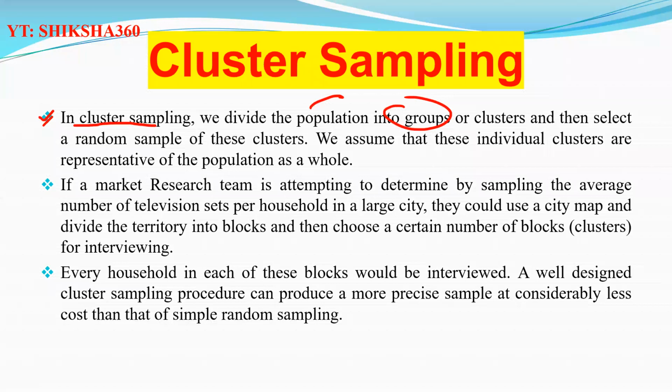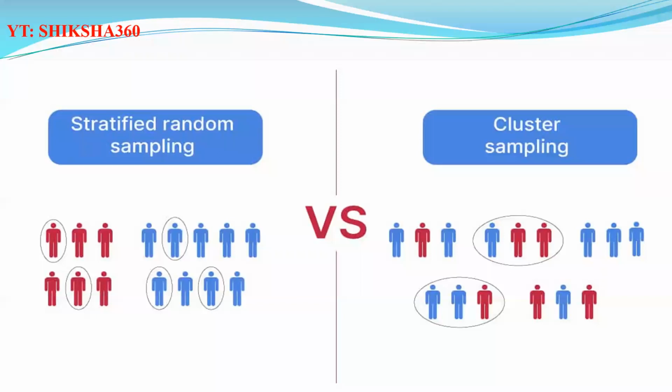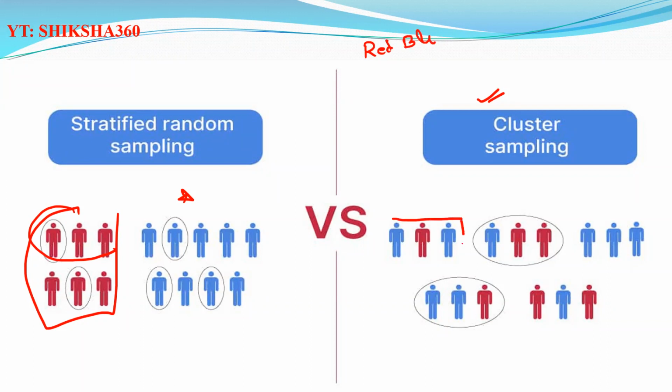So we assume that these individual clusters are representative of the population as a whole. In stratified random sampling, all are of the same kind. But under cluster sampling, there are both red dress and blue dress persons. So we will do the sample in this way.